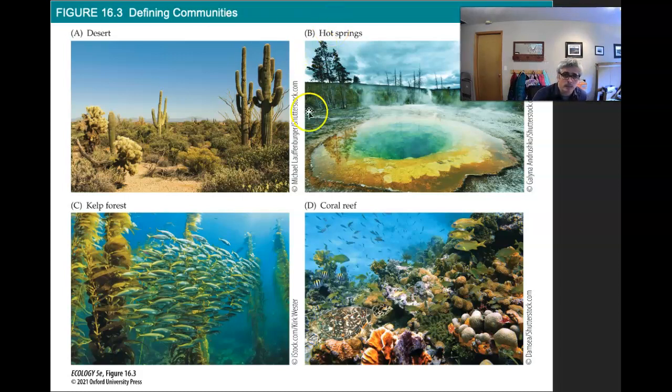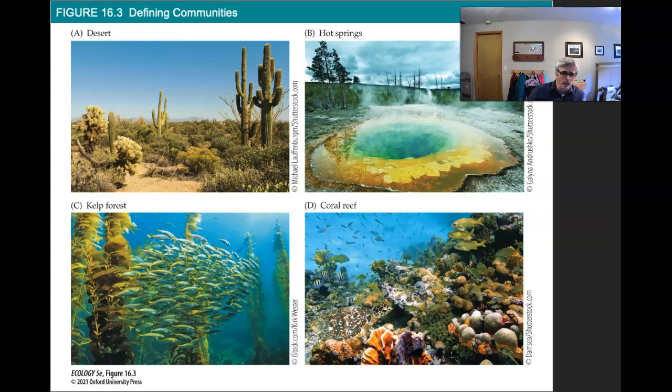And so physically, if we're looking at a hot springs, that's pretty simple. It's like there is a hot spring. It is a discrete space, or perhaps a desert ecosystem, over some scale of perhaps tens or hundreds of kilometers.